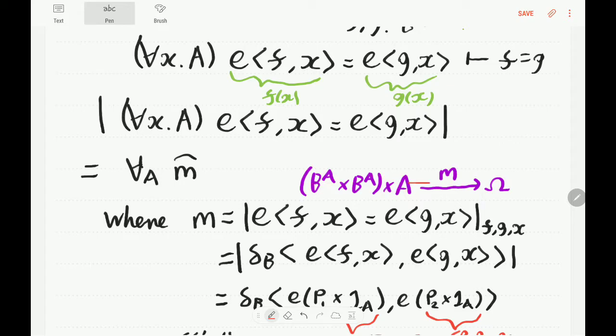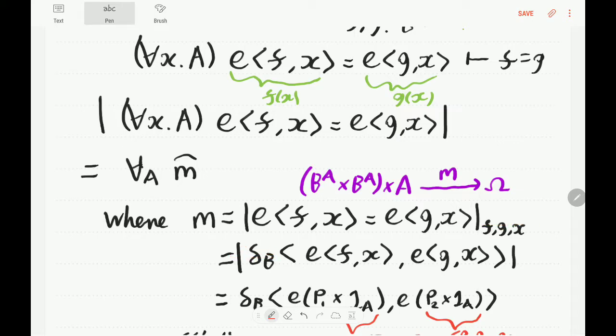Now, because I'm writing it like this in this kind of double producted fashion, we have to burrow in with iterative projections to get stuff out of this. For example, we might do p1 and then p2 to get the second b to the power of a. Anyway, the meaning of this is for all a transpose m, but what's m? Well, m is the interpretation of e(f, x) equals e(g, x) over f, g and x.